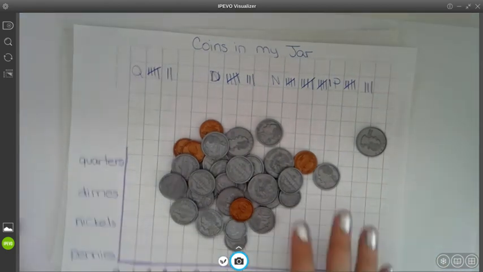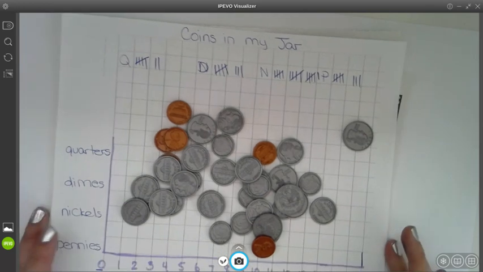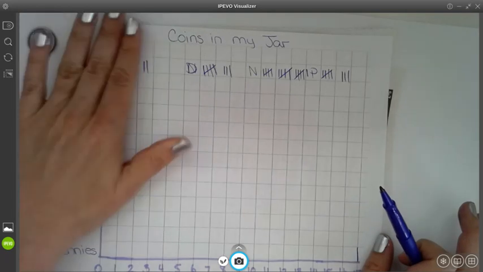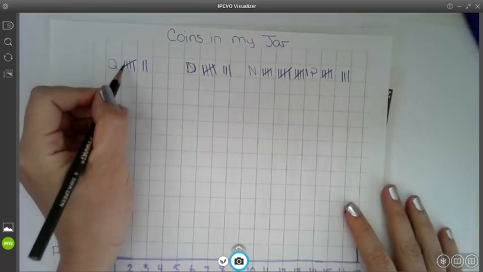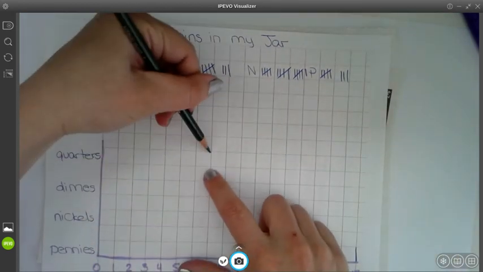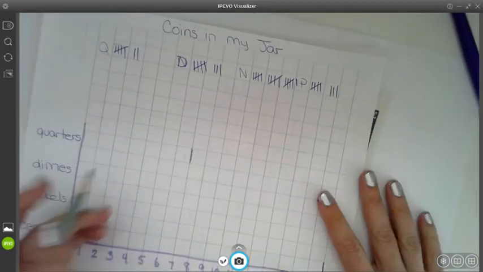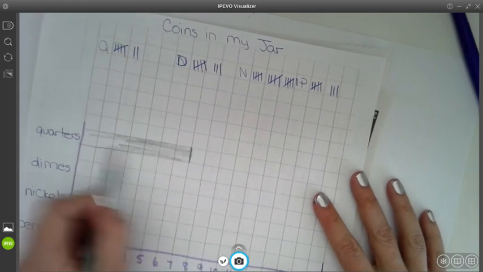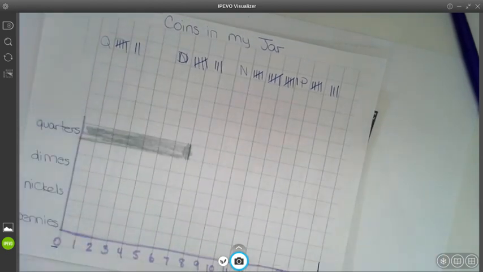All right, so that is all of the coins that I have in my coin collection today. So now I have my data, and I'm ready to create my graph. So how many quarters do I have? These are in groups 5, 6, 7. So I had 7 quarters. I'm going to find my 7, go up to where my quarters are, make that line, and then shade it in. Okay, so I have 7 quarters.